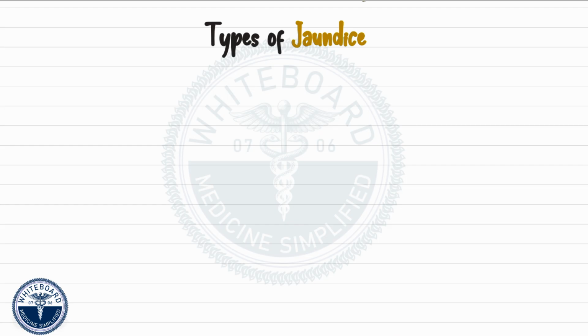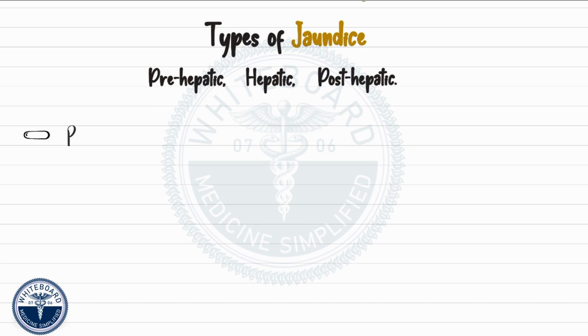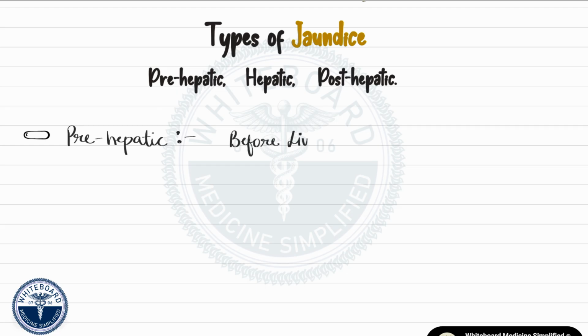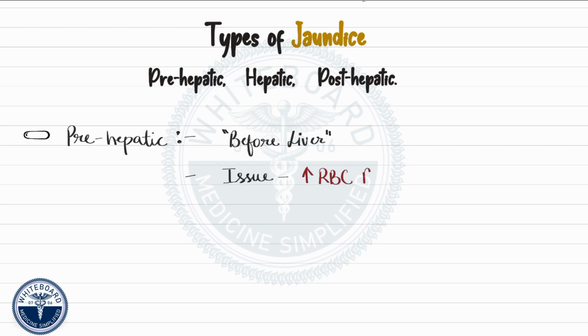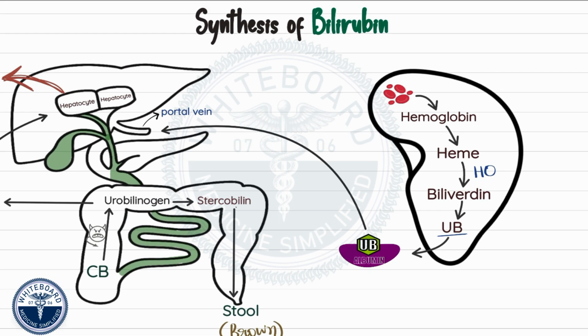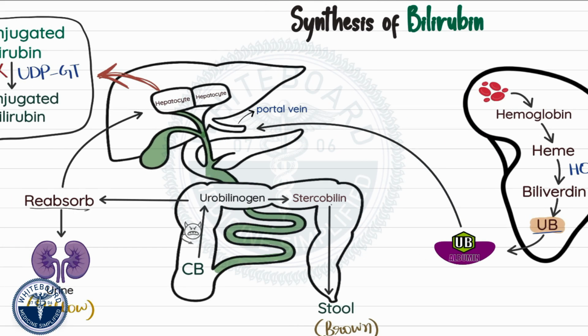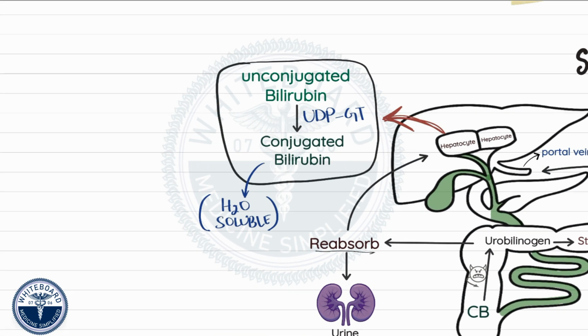There are three main types of jaundice, depending upon where the problem lies in relation to the liver. We divide them into prehepatic, hepatic, and post-hepatic types. Prehepatic jaundice, as the name suggests, means the problem occurs before the liver. In this type, the issue arises due to excessive breakdown of red blood cells. When a large number of RBCs are destroyed, a high amount of unconjugated bilirubin is produced, much more than the liver can handle. Let's understand this with an example.